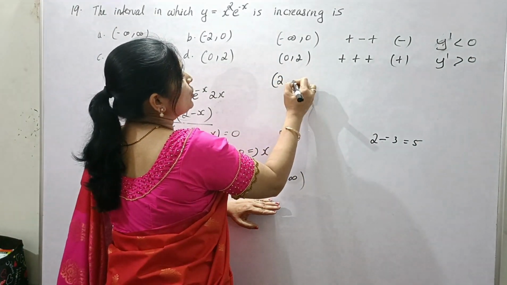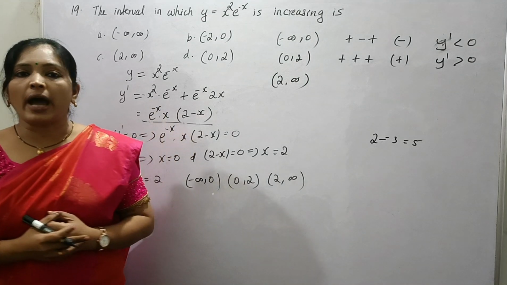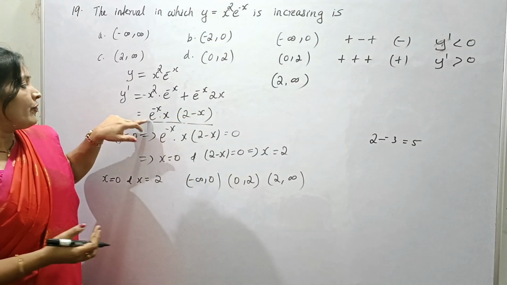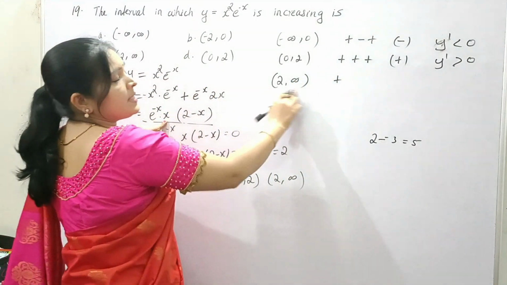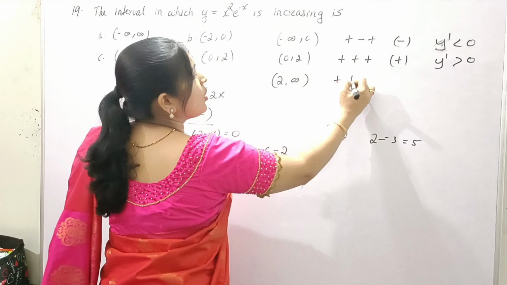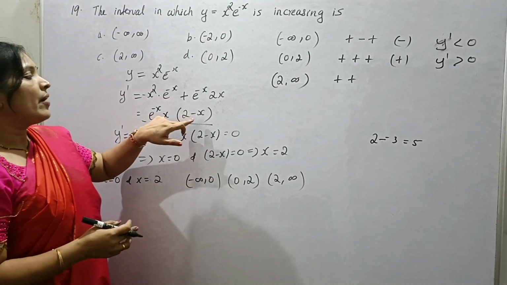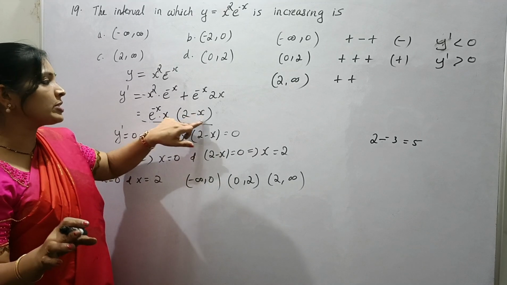Then in the interval 2 to infinity, all the values between 2 and infinity are positive, right? And greater than 2. So the first term is always positive. The second, since these values are positive, is always positive. Then what about 2 minus x? When we substitute x is equal to 2, it will be 0.